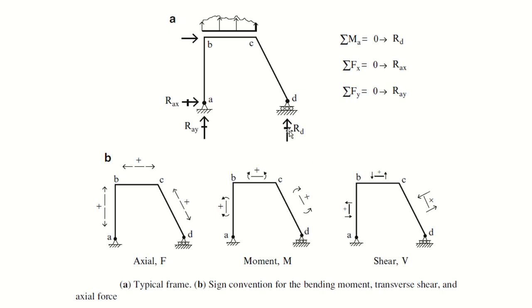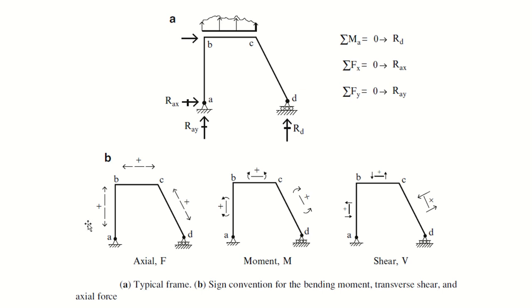So one, two, three. You have three unknown reactions and you have three available equilibrium equations. So by using summation of moment at A equal to 0, you will get the reaction at D. Once you get the reaction at D, you can use summation of Fx. There is only one unknown and one applied force, so you can find RAx. And using summation of Fy, you already know RD and you already know the applied load, so you can find RAy. Okay, so it is very simple, just like the beams, but you have to be more careful as the bending moments and the directions will be different.